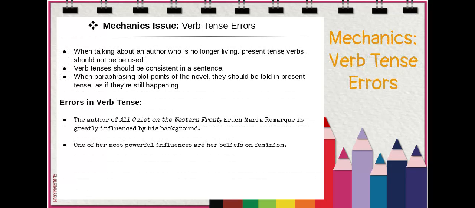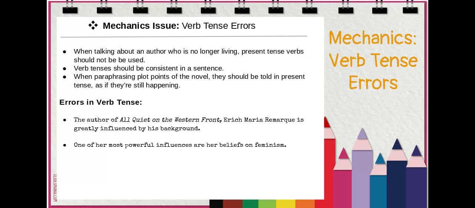Okay, let's also pay attention to verb tense errors. When talking about an author who is no longer living, you use past tense verbs, not present tense. They are no longer with us. So we are speaking of them in the past tense. Verb tenses should be consistent in a sentence. Make sure you're not switching from present tense to past tense. When paraphrasing plot points in the novel, they should be told in present tense as if they're still happening. So if you're talking about a book or a work, you are using the present tense.